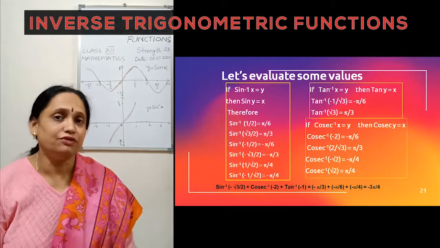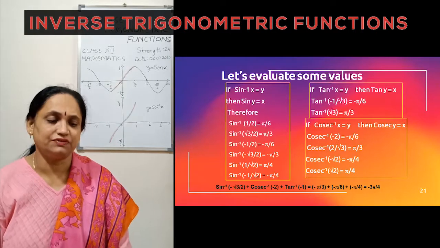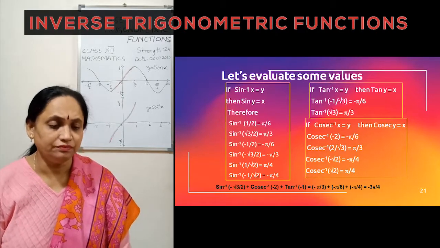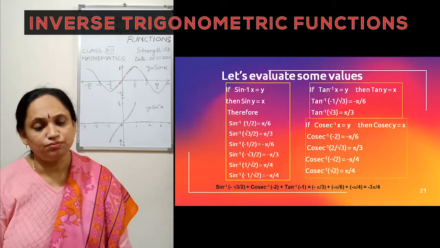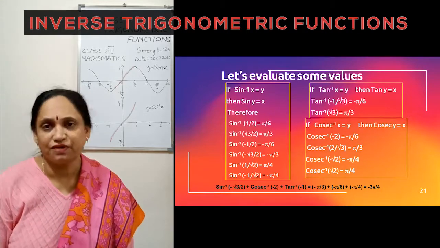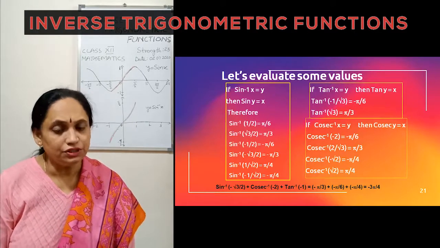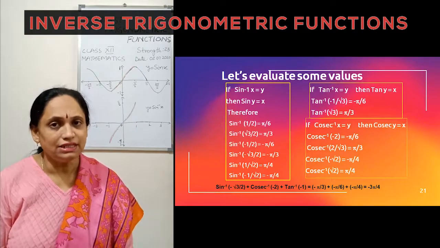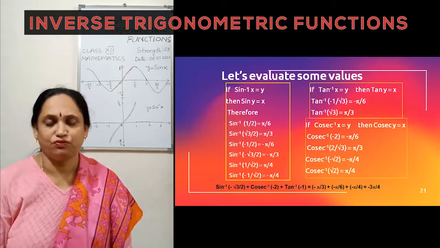Now, all these values, where are they helping us? They are helping us to evaluate a few questions like this, which are written down. One here: sine inverse minus root 3 by 2 plus cosecant inverse minus 2 plus tan inverse minus 1. Just evaluate this. So simply apply your knowledge, put in the angles that you know and simplify to get the answer as minus 3 pi by 4.